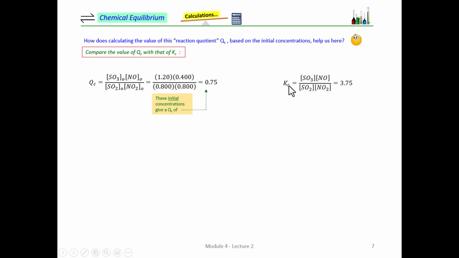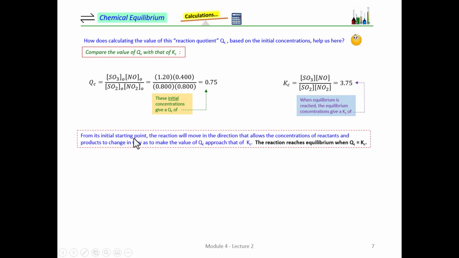KC could be calculated if we knew the equilibrium concentrations of reactants and products, which we don't. However, luckily, we were just given the value of KC. It's 3.75. So note here that QC, based on the initial concentrations, is less than KC, which we know is the value we would get when the reaction reaches equilibrium.